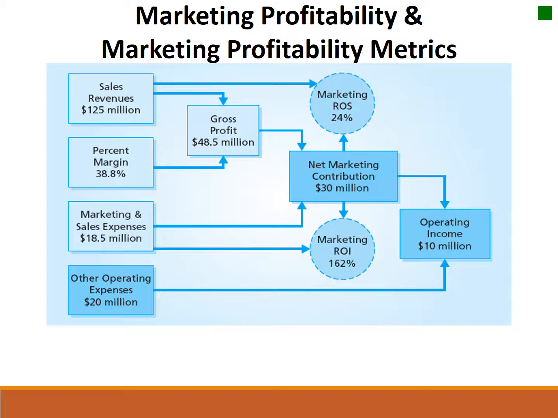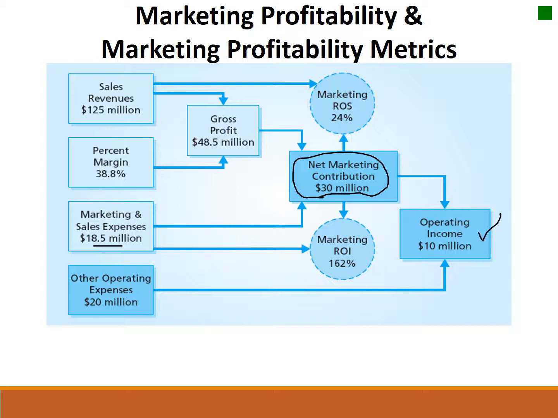We have our MSE, our marketing and sales expenses, and that's what we use. We subtract our MSE from our gross profit to get our net marketing contribution, right? We then can carry this other operating expenses over here. So we can subtract our other operating expenses from the net marketing contribution and have our operating income.